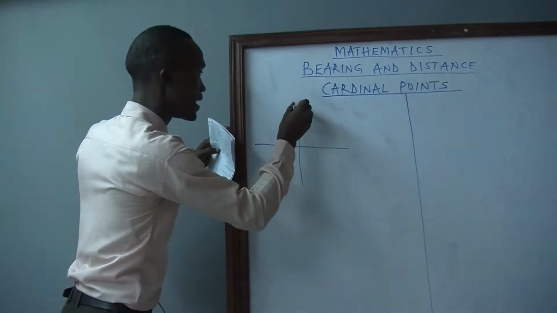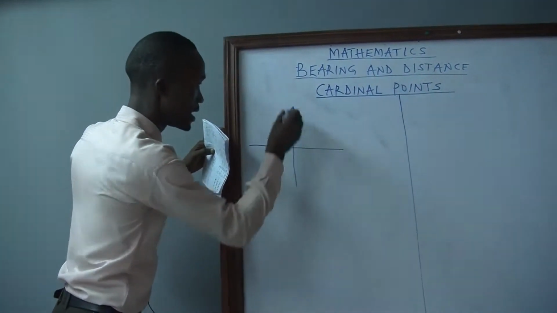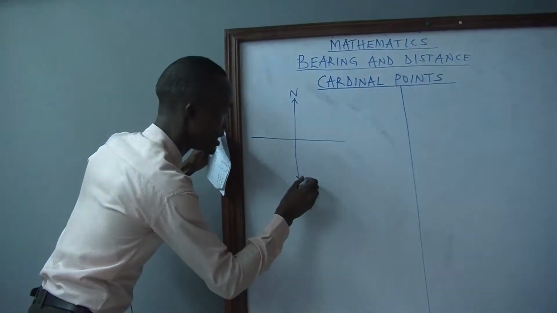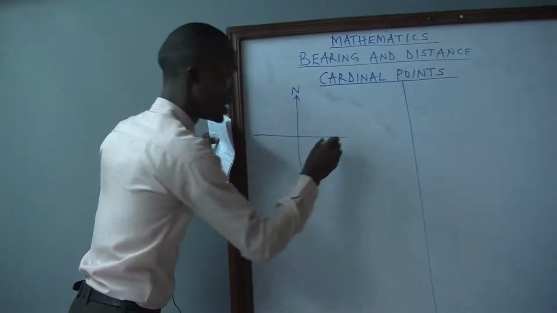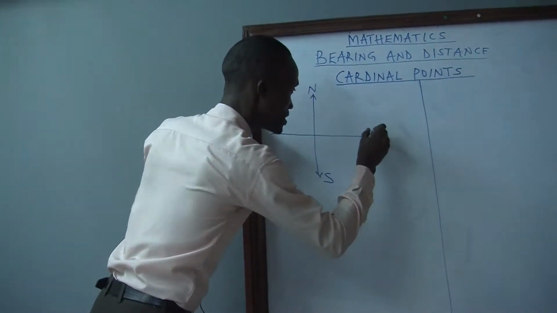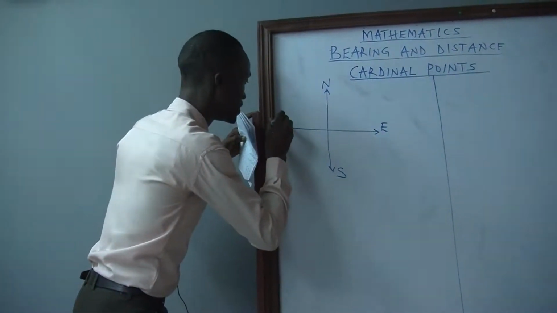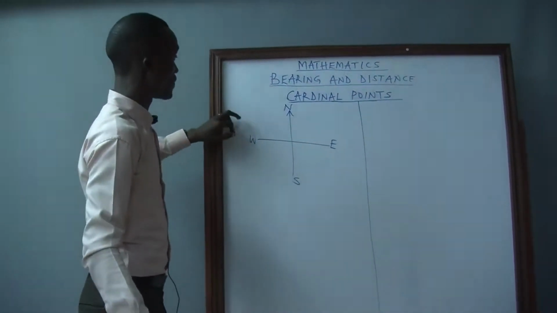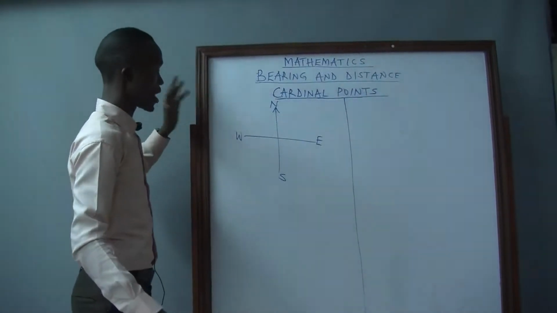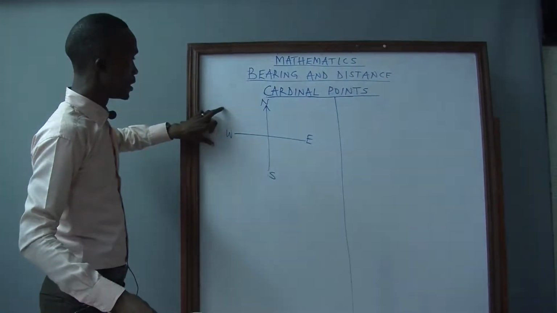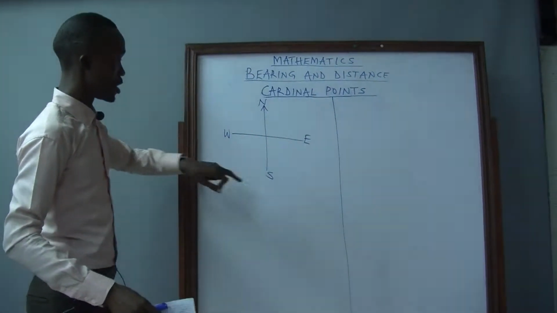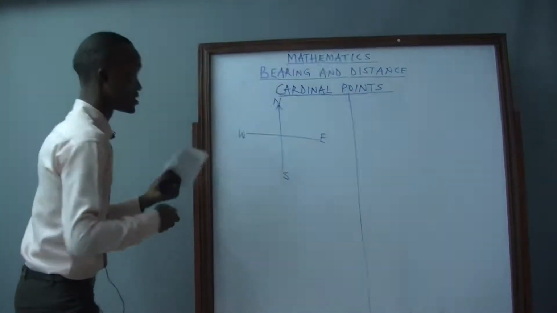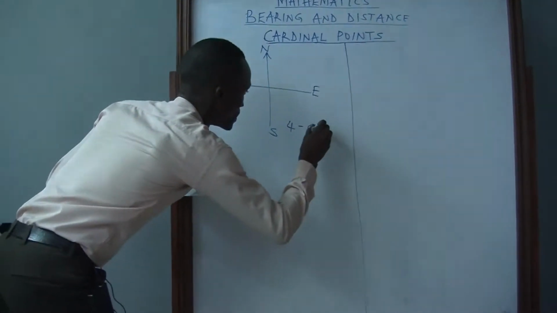From here, this is the center, this one is the north pole, and this one is the south pole. This one is the east, while this one is the west pole. So these are the 4 cardinal points, and wherever you are, you have the north, you have south, west, and you have east. So this is 4 cardinal points.